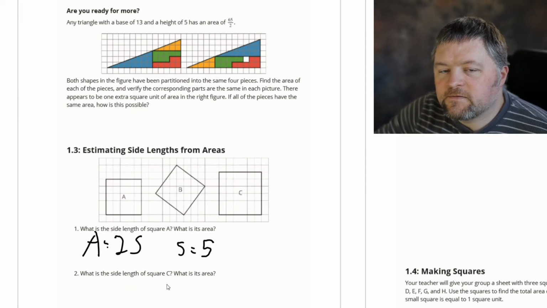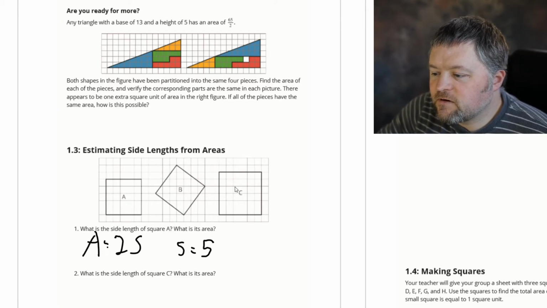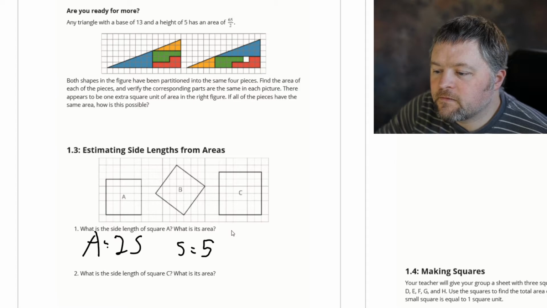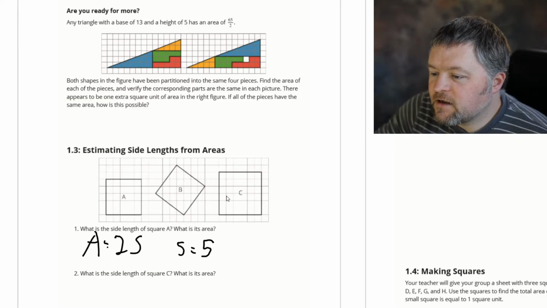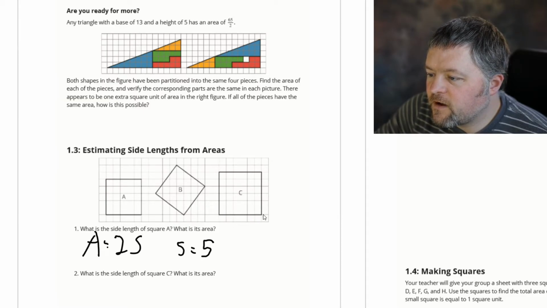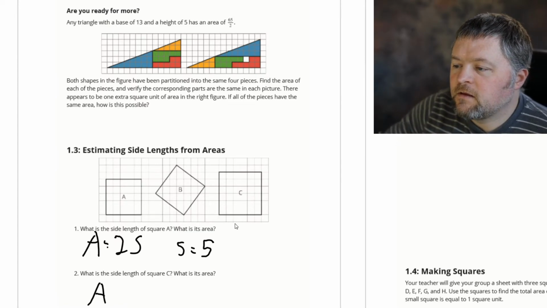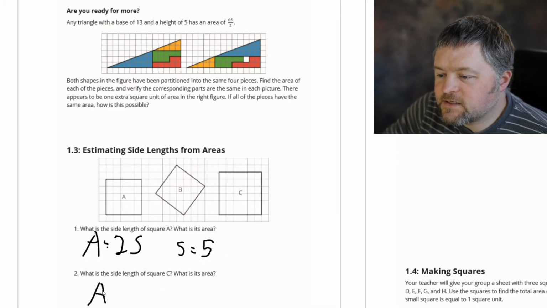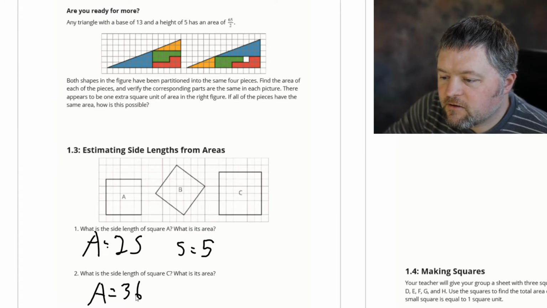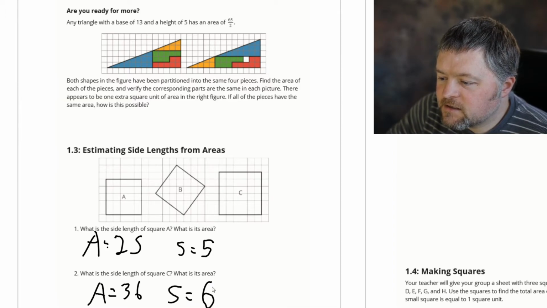What is the side length of square C? Make sure you're reading the question. It did give us the other nice one first. What is the side length and area of square C? 1, 2, 3, 4, 5, 6. 1, 2, 3, 4, 5, 6. The area, you can count them out, but if it is 6 by 6, the area is 36. The side length is 6.